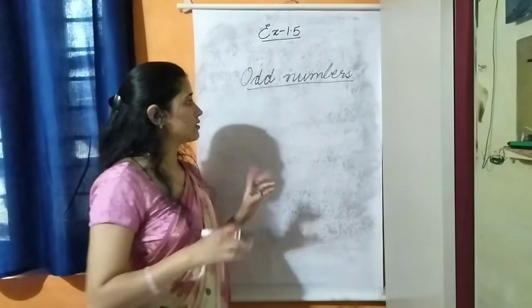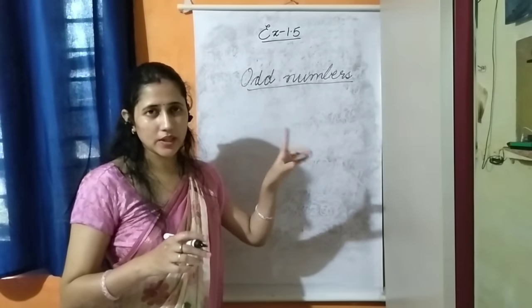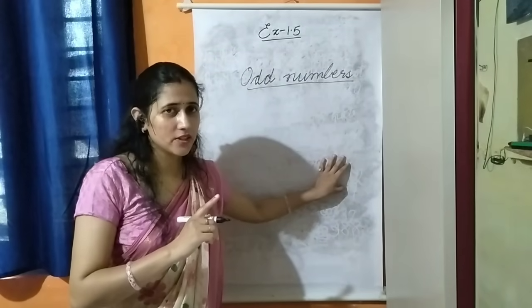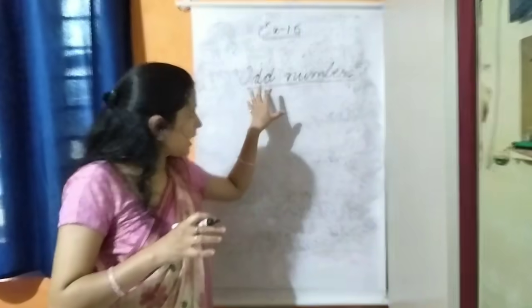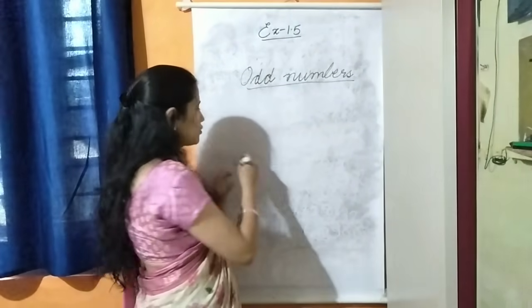So students, 9 was not an even number, okay. One line was left alone. 9 was not an even number, so 9 is an odd number, okay. Now I will draw those lines.